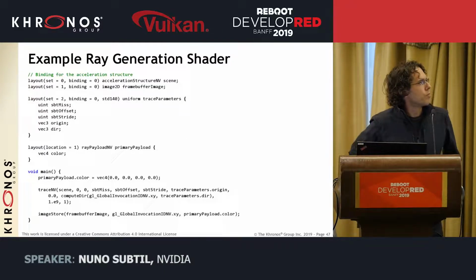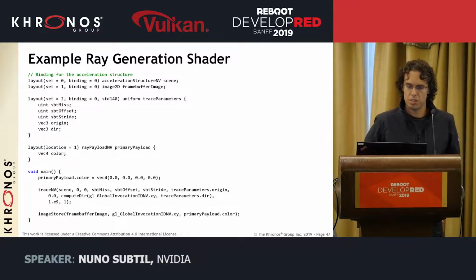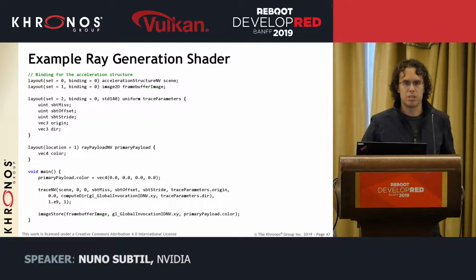For more concrete detail, here's a sample, relatively trivial ray generation shader in GLSL. Up top, we have the acceleration structure. That's a resource. There's a descriptor set type associated with it. You bind it as you would any other resource in Vulkan. We also have a frame buffer image. That's just a plain read-write image that you're going to emit your data into.